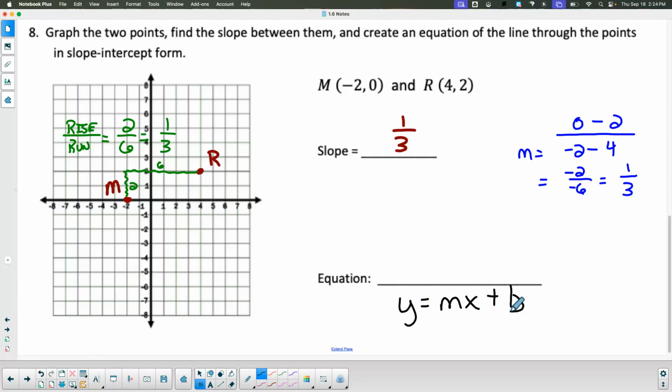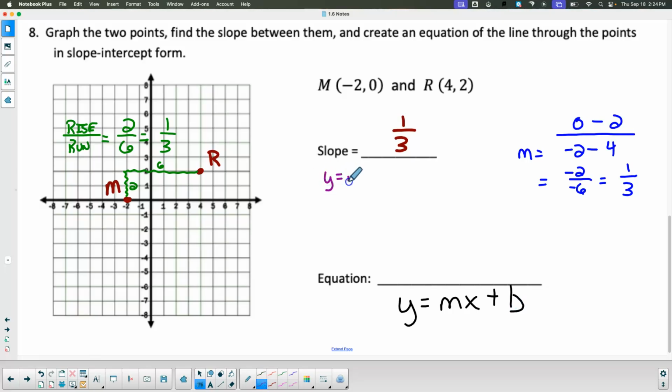Do we have y in y equals mx plus b? Yeah, because it's just going to be y. Do we have m? Yeah, now it's 1/3. Do we have x? Yep, x is going to be x. Do we have b? No, we don't have b yet. Is it going to be a nice, pretty number? No, it's not. So we're going to have to use y equals mx plus b to our advantage.